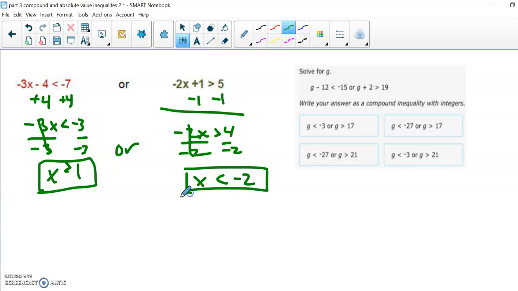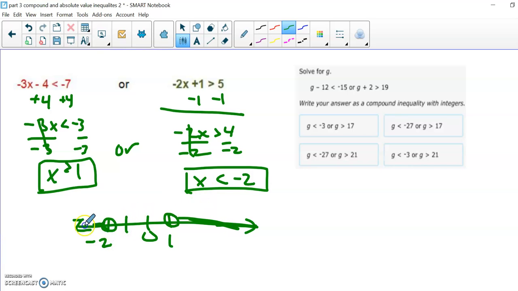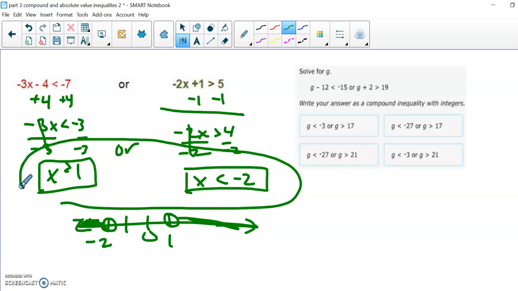So you can see that's going to be a broken line. Let's see what that looks like. Here's 1. It's going to be greater than 1, so open circle, shade to the right. And here's negative 2, open circle, shade to the left. And that's what it's going to look like. You can leave it just written like this. You can't combine it, or you can give your number line.